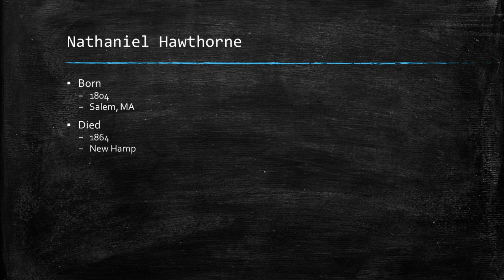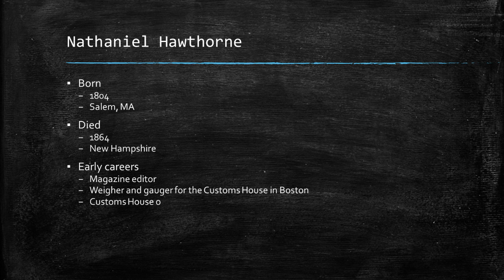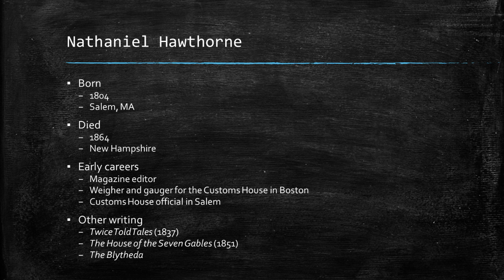Let's talk about Nathaniel Hawthorne himself. He was born in 1804 in Salem, Mass. He died in 1864 in New Hampshire. Did not live long, of course. That was probably average old age back then. He died actually while he was taking a trip with his best friend Franklin Pierce to New Hampshire. Died on the way there. His health was failing anyway.